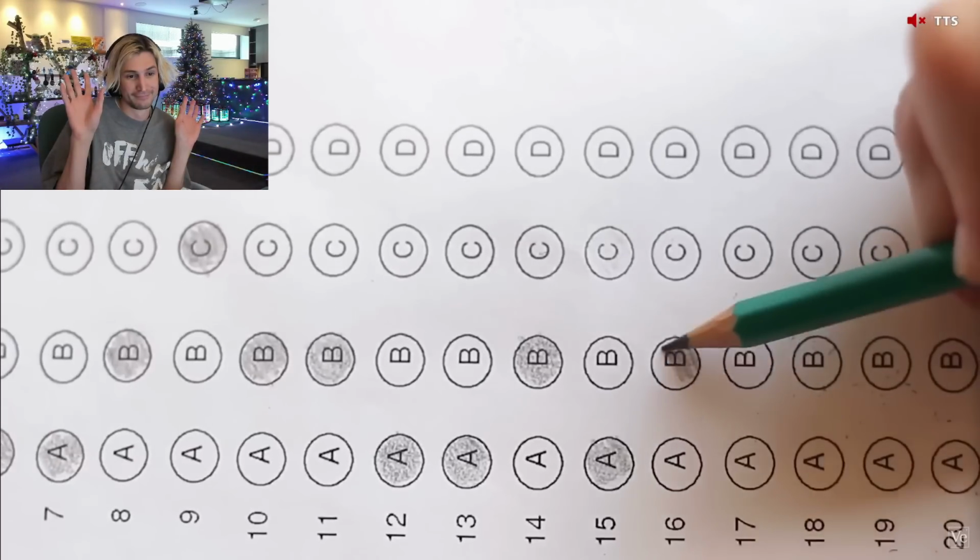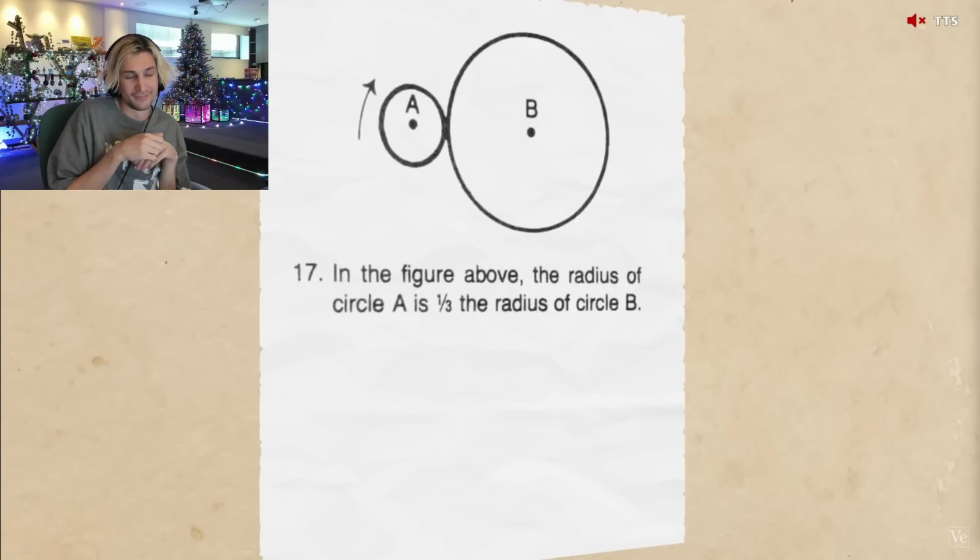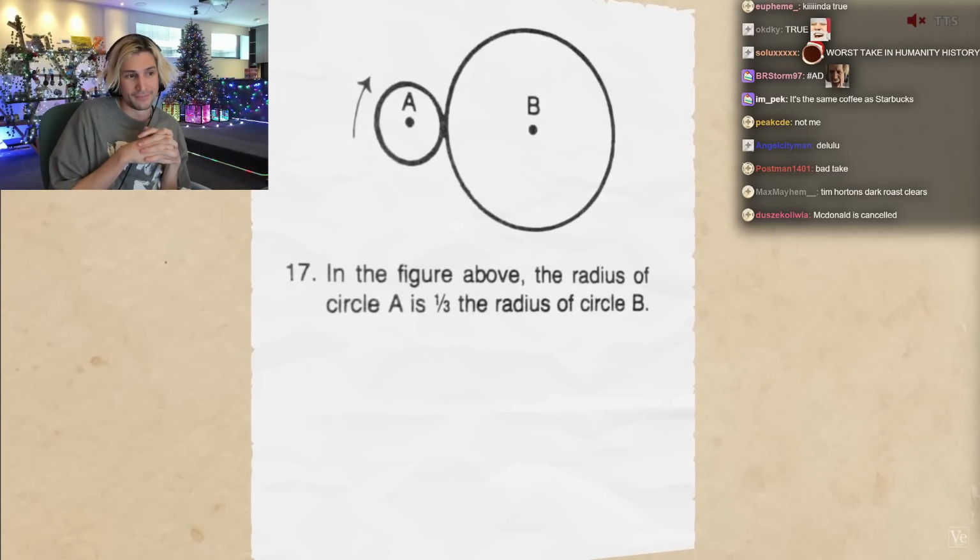In 1982, there was one SAT question that every single student got wrong. Here it is. In the figure above, the radius of circle A is 1/3 the radius.